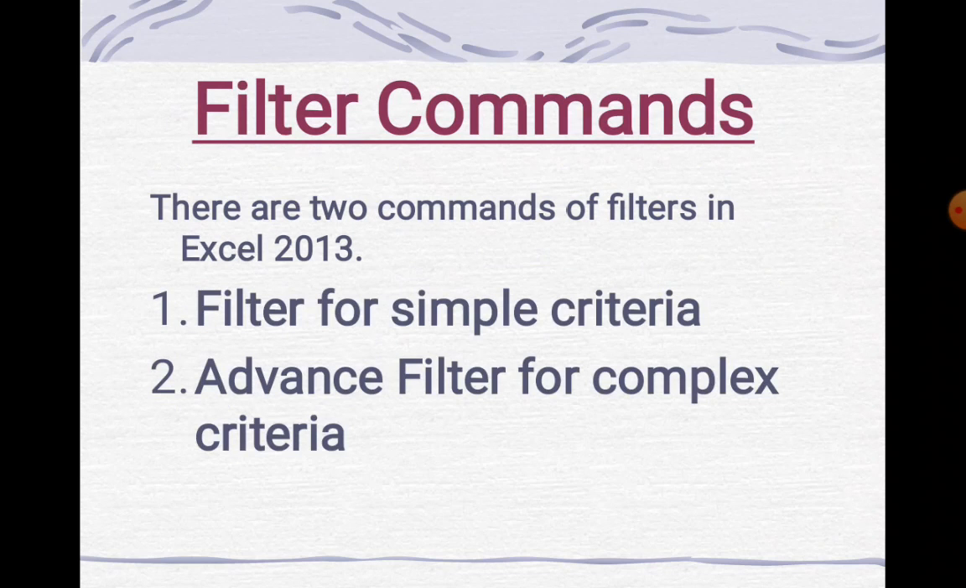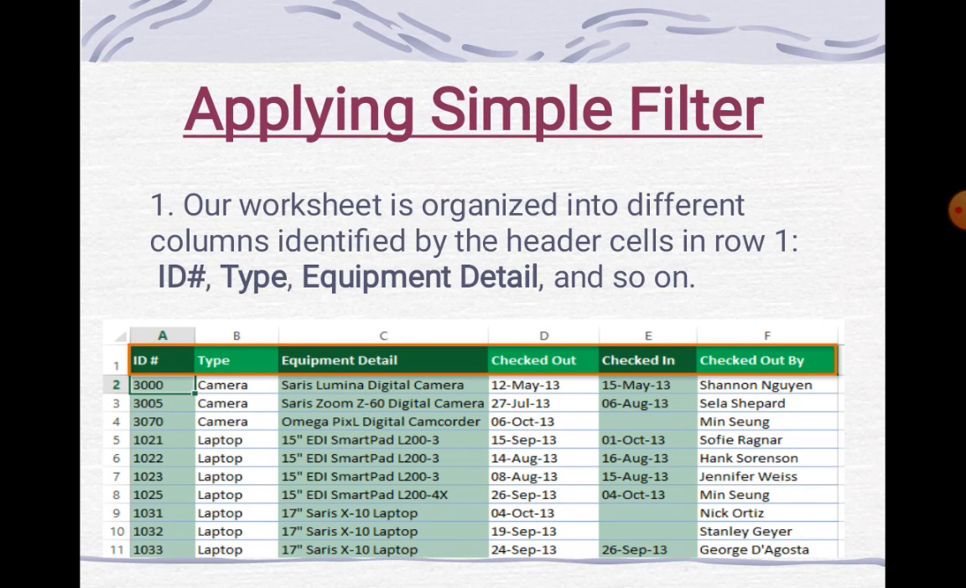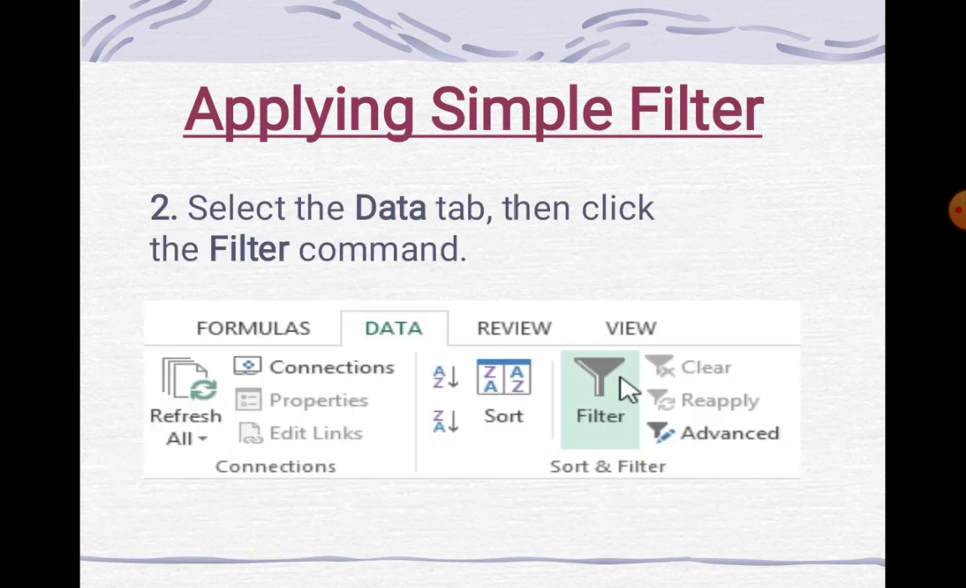There are 2 commands of filters in Excel 2013: 1. Filter for simple criteria, 2. Advanced filter for complex criteria. We will do only simple filters. Dear students, remember that in order for filtering to work correctly, your worksheet should include a header row, which is used to identify the name of each column. Our worksheet is organized into different columns identified by the header cells in row 1: ID #, Type, Equipment Detail, and so on.